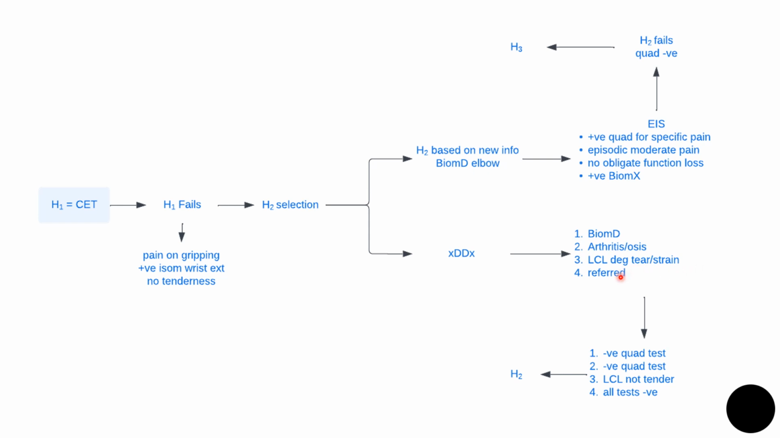For any of these to be eliminated, you would have to have negative quadrant testing in that particular pattern for the biomechanical dysfunction, and negative quadrant testing for the arthritis-arthrosis pattern. The lateral collateral ligament is negative, and if all tests are negative, then it's likely to be referred, and there's your hypothesis 2 that you will then check with hypothetic abduction, which is positive vetting. So now you're going to try and prove the ones that you couldn't eliminate.